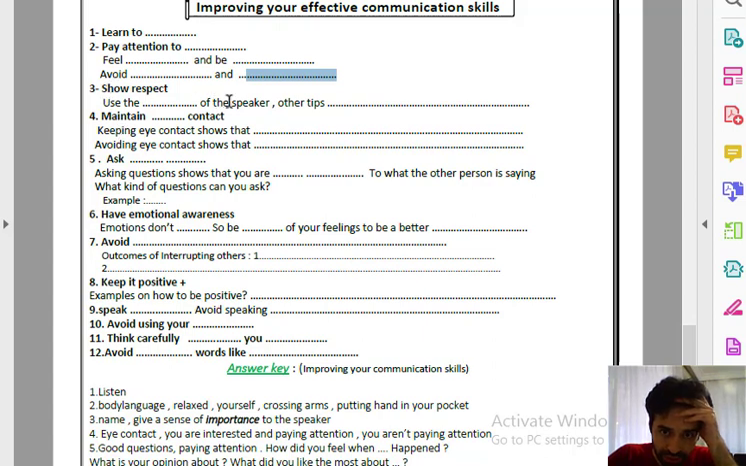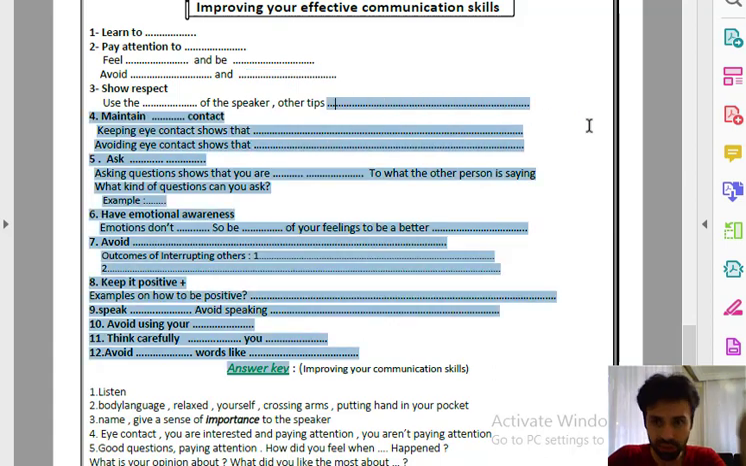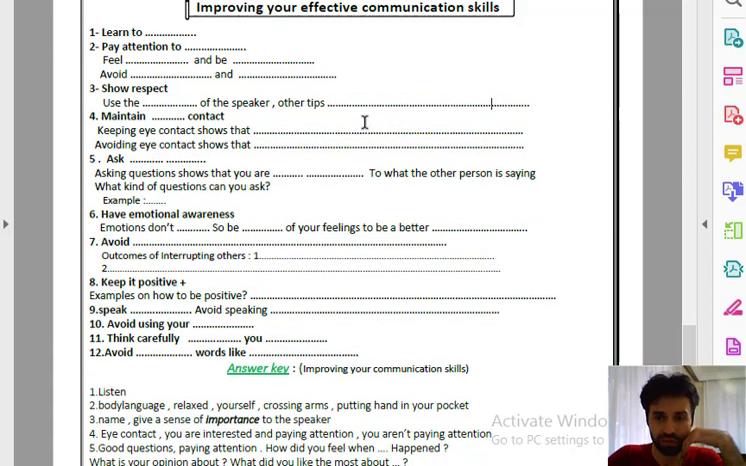Use the name of the speaker. Also, for example, admire that speaker or say thank you. You show your gratitude, and other tips that you can show respect, or smile. Greet with a smile and greet with good feeling, and that's number four.